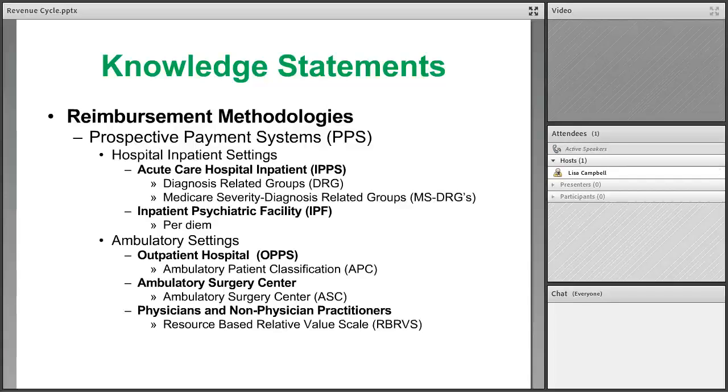Okay, the other things that you need to know on the RHIT exam from a revenue cycle perspective are the different reimbursement methodologies. Now, I'm not going to go over all of these, but you will have a copy of the slides uploaded at the end. But what you'll want to notice here is that I have them divided based upon acute care settings, so your inpatient hospital settings, as well as ambulatory settings, and then post-acute care settings. So for purposes of the RHIT exam, make sure that you are familiar with all of these different reimbursement methodologies.